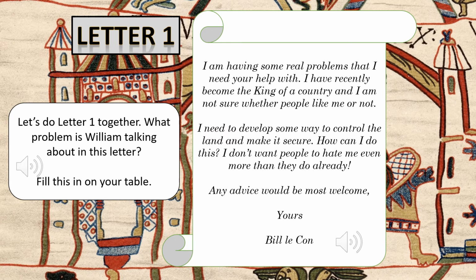Let's do letter 1 together. I will read through the letter and you need to think about what problems William is talking about. I am having some real problems that I need your help with. I have recently become the king of a country and I am not sure whether people like me or not. I need to develop some way to control the land and make it secure. How can I do this? I don't want people to hate me even more than they already do. Any advice would be most welcome. Yours, Bill Lacon. What problem do you think William is identifying here in this letter?